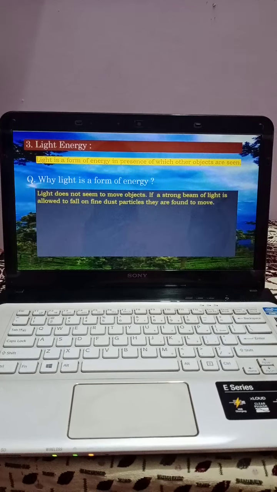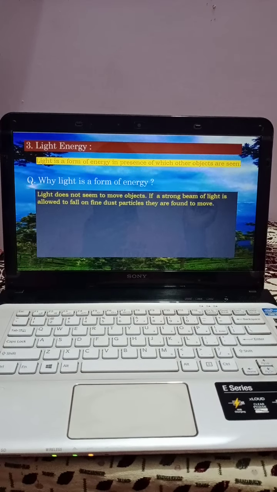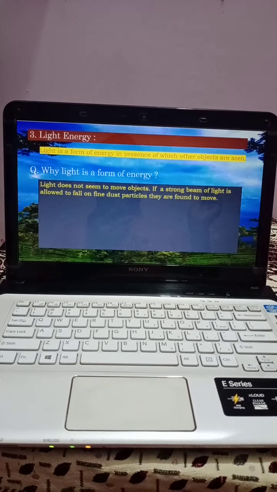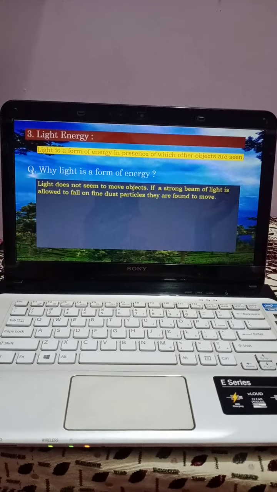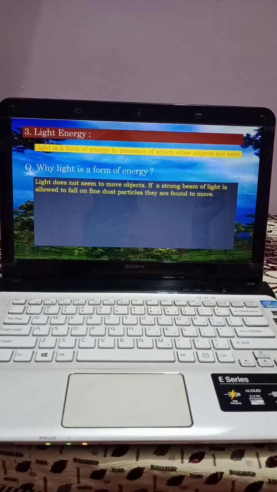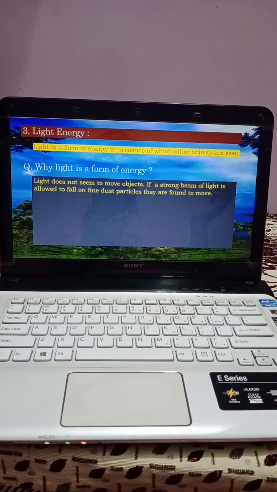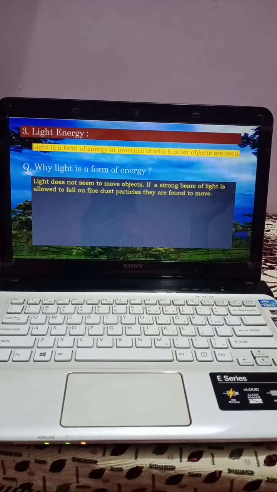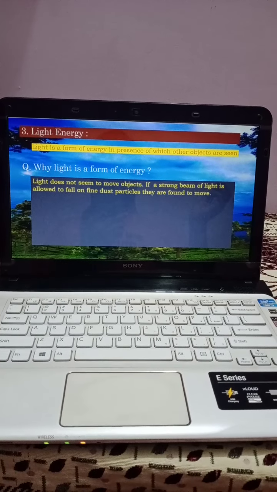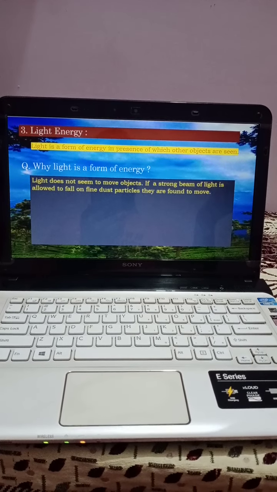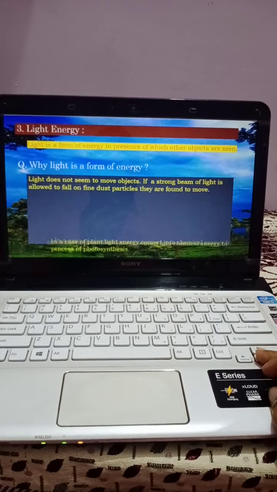Light does not seem to move objects, but you might have observed that when a strong beam comes from our window or door side and falls on dust particles, they are found to move. This means that because of light energy, the dust particles are displaced from their position. Thus work is done. Therefore, light is a form of energy.